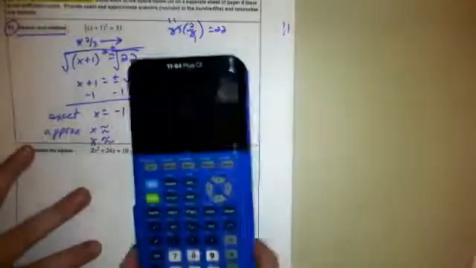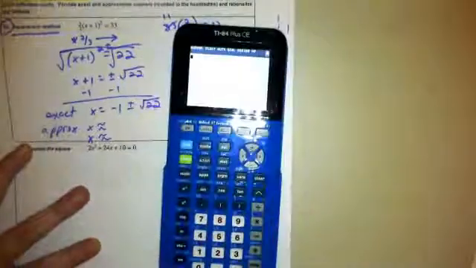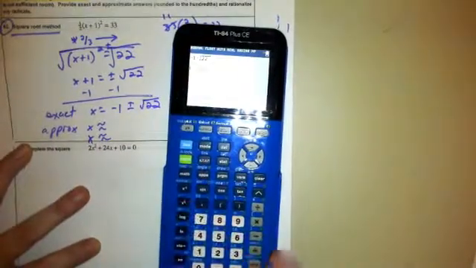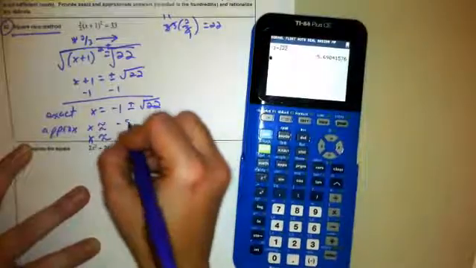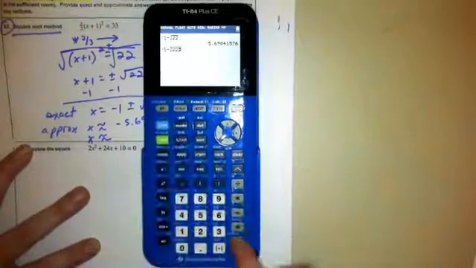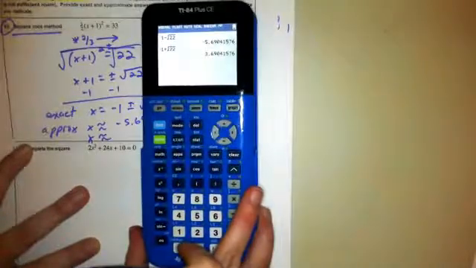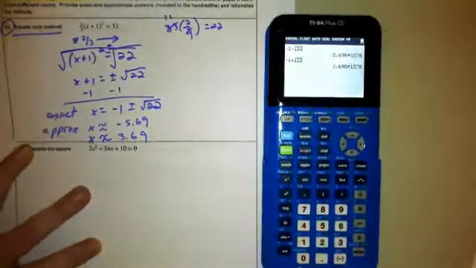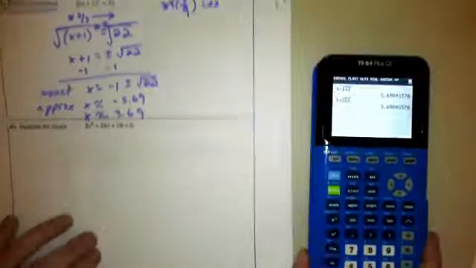For my approximate answer, I'm just going to put it in my calculator. I've got -1 minus the square root of 22, that's -5.69. And then I've got -1 plus the square root of 22. So I get, what is that, 3.69, let's say? And there you have it. Let's go ahead and go to 63.